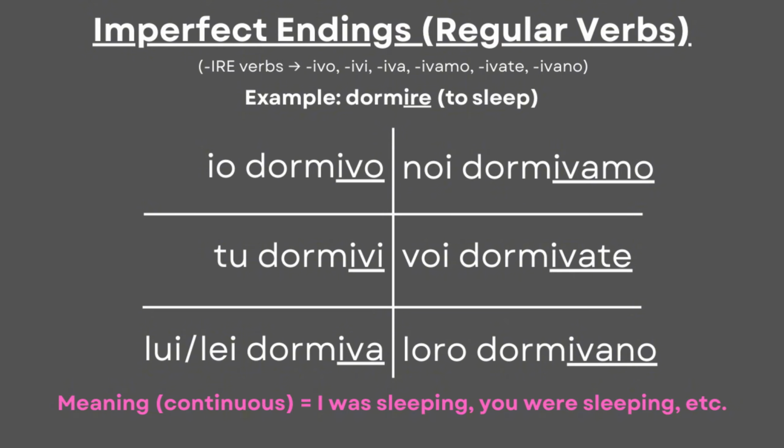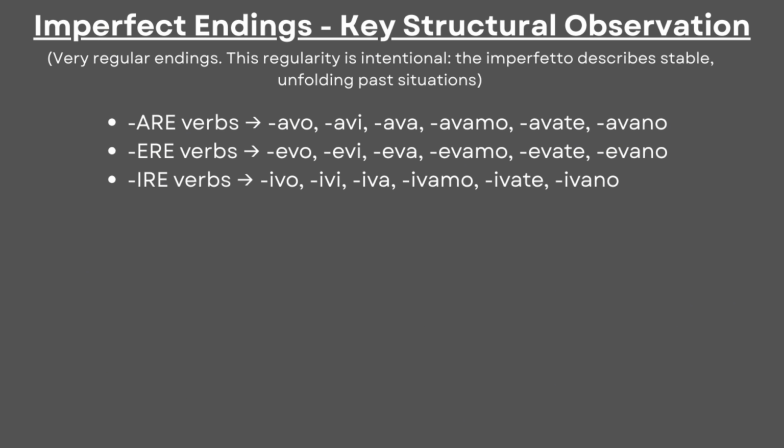In general, this is how regular verbs get conjugated in the Italian imperfetto, and when we compare the endings, we see that they all share the same letters, except for the first letter, which is responsible for the type of verb, ending in are, ere, or ire. As a result, the pattern of conjugation is very predictable, because the tense is about unfolding past situations.